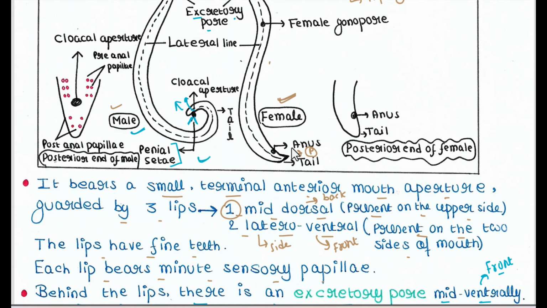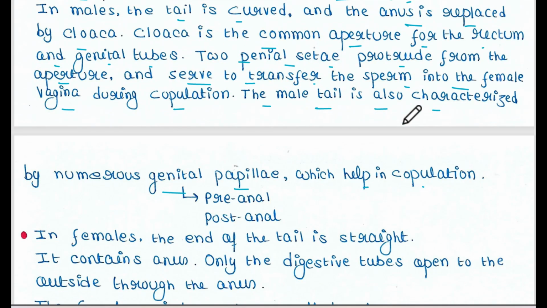If you zoom in on this structure, you will find this is the posterior end of the male. Here are different papillae. You can see these are papillae, pre-anal papillae and post-anal papillae. This is the cloacal aperture. Here are a few pre-anal papillae and here are a few post-anal papillae, and they also help in copulation.